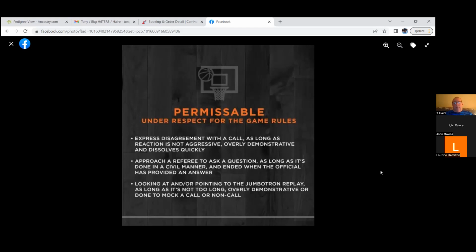So don't make a spectacle of it, whether you're warning a player or a coach, because they're going to feel like you're showing them up, and we don't like people to show us up. So they are no different. They're not going to like us showing them up either. So just keep that in mind when you do have these interactions with coaches and with players.